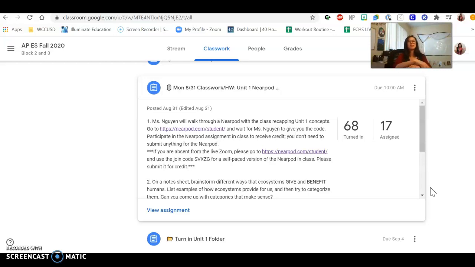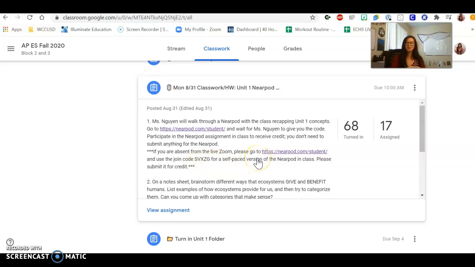So we started off with the search and share of something that is important to you or something that represents something important to you. And then we worked mostly on this Nearpod assignment. So we went to Nearpod, you typed in your code, and then we worked on going through it together. If you were absent on Monday, please use the code right here listed on Google Classroom.